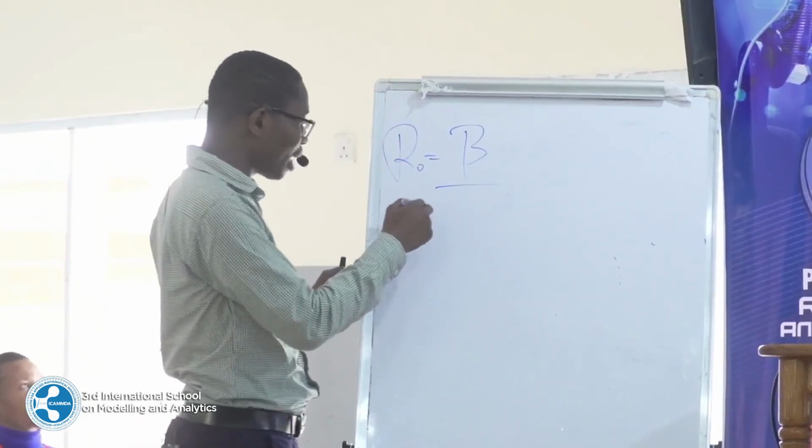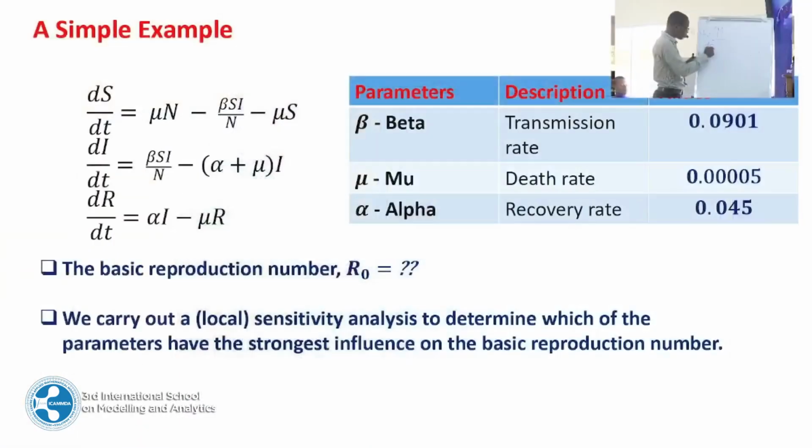Can we get the slide? Okay, let me see if I can recall that. So the SDT is what? Mu n minus beta si minus mu s. So equate this to 0. And then we also have what? The I dt is what?